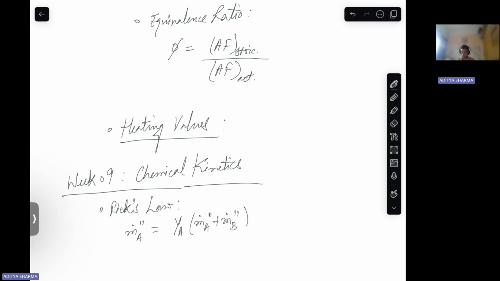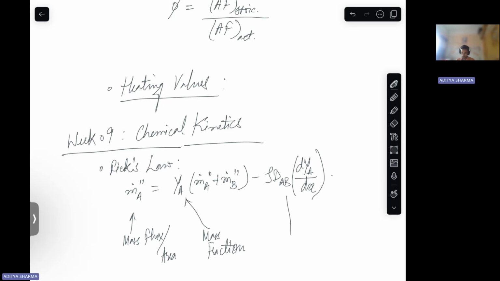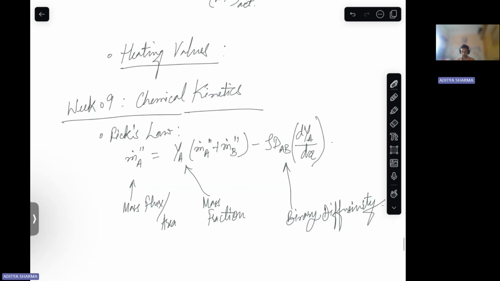Please remember it is for diffusion, the binary diffusion, where two species are mixing together. So here this is mass flux per unit area. This is mass fraction Y, and this is your binary diffusivity. Okay, so this is your Fick's law expression.